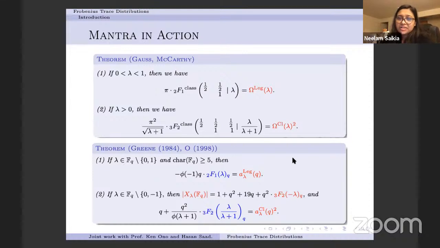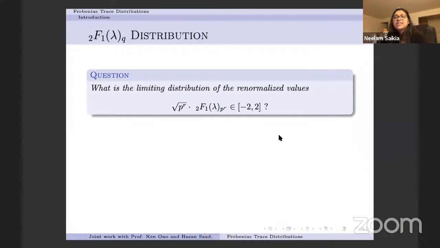So this is the mantra that is going to play in our work. In our work we would like to study the distributions of the 2F1 hypergeometric function. If we renormalize this 2F1 by this, then we obtain that it always lies in a fixed interval, -2 to 2. This interval doesn't depend on the size of the finite field.